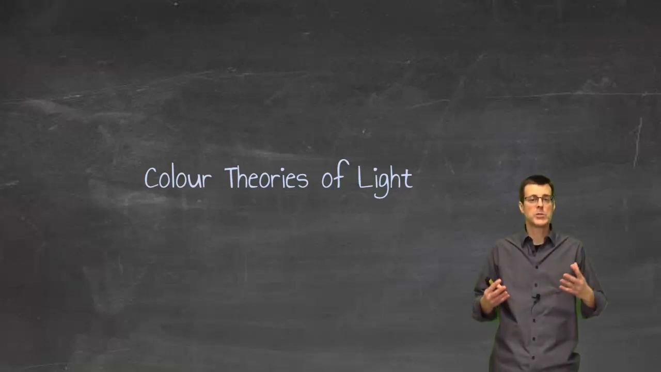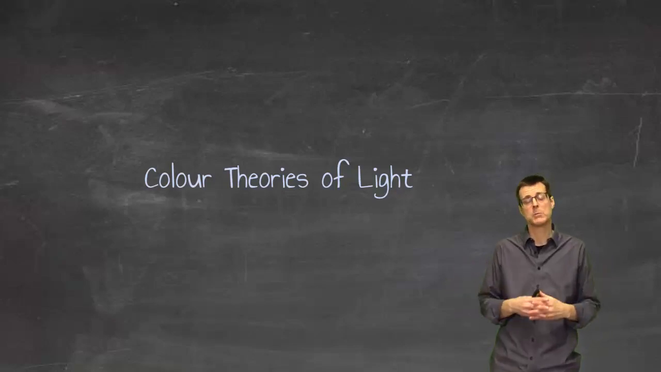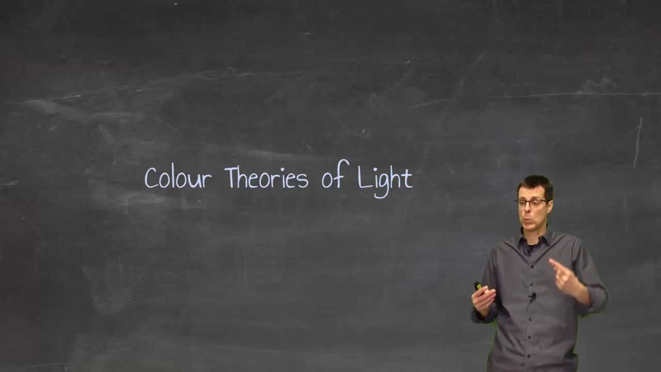Last time we introduced optics, and at the time we said light was made up of 6 different colors: red, orange, yellow, green, blue, violet. Today we're going to talk about colors, theories of light, and unfortunately there's more than one.